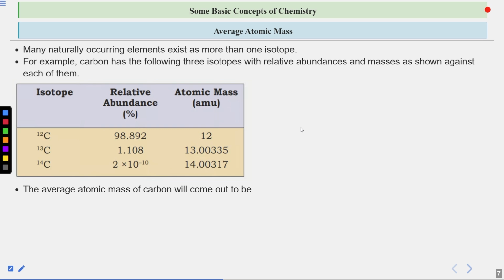So the formula goes like this. It is simply the relative abundance multiplied by the atomic mass. Remember, we have taken the relative abundance, not the percentage relative abundance, so the percentage is just divided by 100. This equals 0.98892 multiplied by the unified mass of carbon 12, which is 12 u. Again, same thing with the relative abundance of carbon 13 multiplied by the atomic mass unit of carbon 13. And lastly, the same thing with carbon 14, which is 2 times 10 to the power minus 12 multiplied by 14.00317 unified mass. This calculation will give you your average atomic mass.